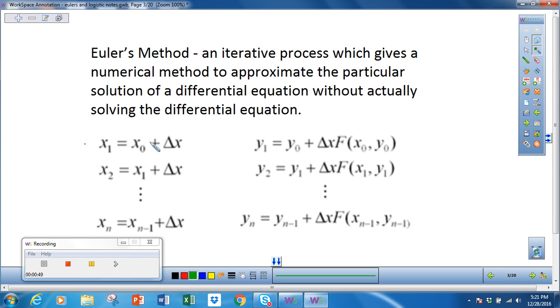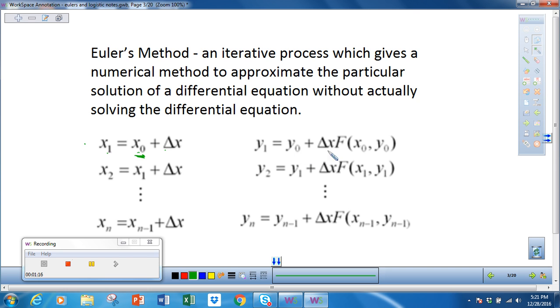Basically, you're going to be given an initial condition just like you normally are, and we're going to call that initial condition x0. Then we have to determine the step size. The smaller the step size, the more accurate your answer will be. Either the step size will be given to you or you'll have to determine it, and it's pretty easy to do that. So you're going to be given x0, and then x1 would be x0 plus whatever your step size is.